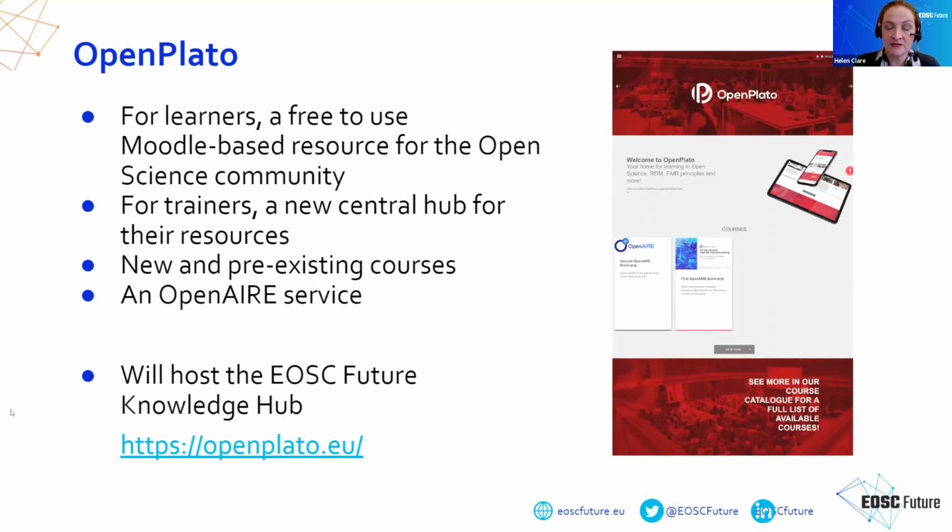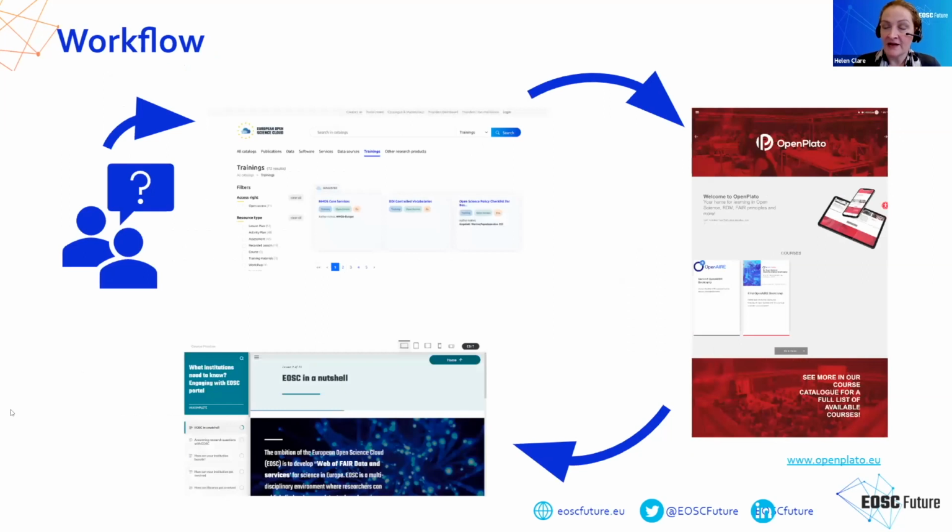And this is where the material from the EOSC Knowledge Hub will be hosted, in terms of the courses. And just to clarify the workflow in a little bit more detail, the idea is that you could start with the training catalogue, find out about a particular course that will be hosted on the Open Plato platform. And then you can access the course directly, such as the demonstration course we have on EOSC in a nutshell. So that's how the platforms work together.